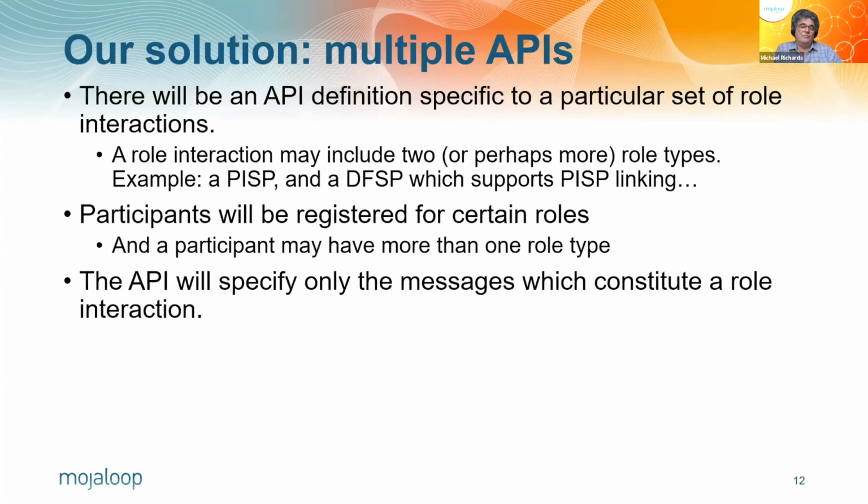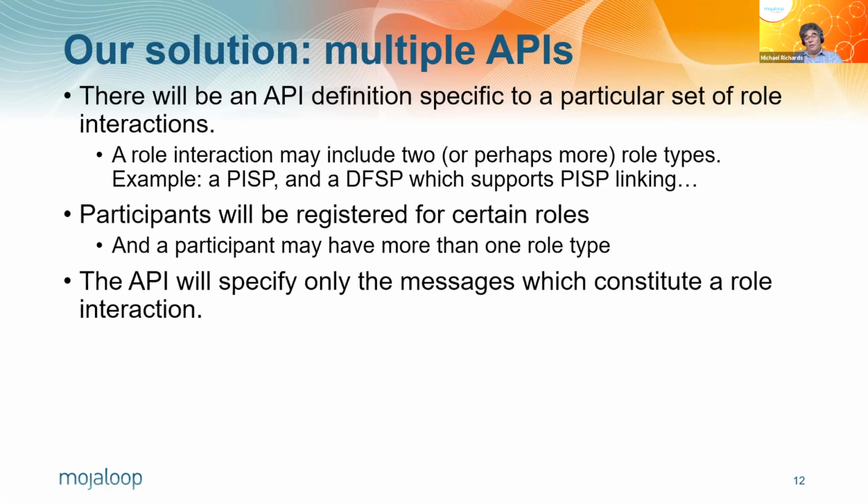So our solution was to allow multiple APIs in the system. In fact, to encourage multiple APIs in the system. We thought that there would be an API definition specific to a particular set of role interactions. Now, that may include more than one role type. In fact, in most cases, it will include more than one role type.